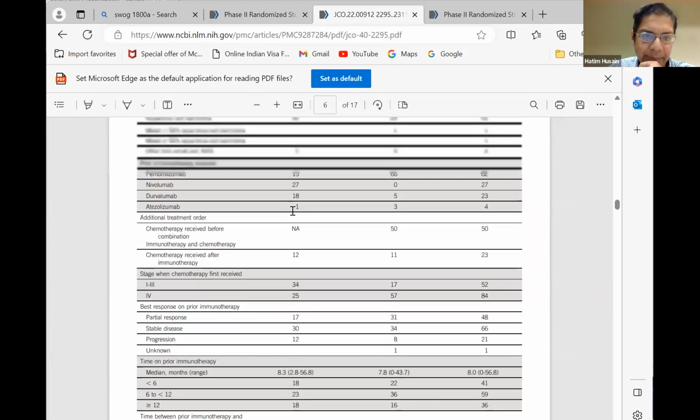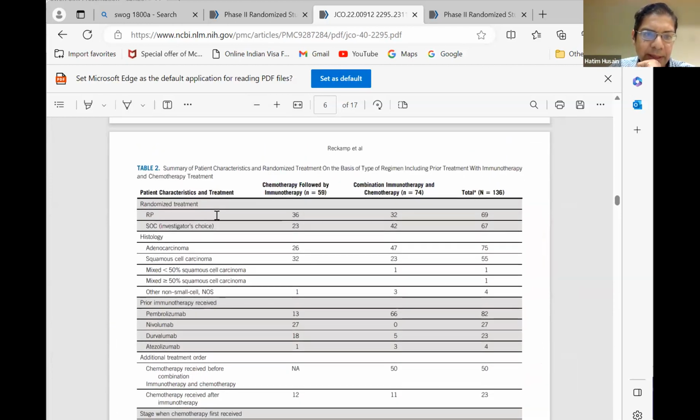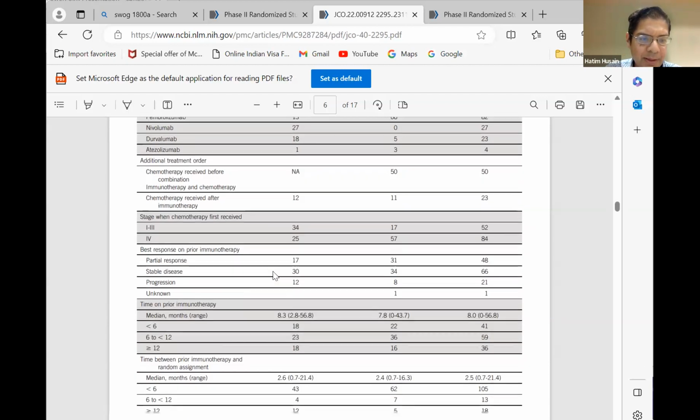if we look at the patients who were included, patients had adenocarcinoma as well as squamous, so both were included. And also, the previous immune therapies were diverse. Some people got pembrolizumab, some people got nivolumab, certain people got durvalumab, as well as atezolizumab. The durvalumab patients were most likely those that were stage 3 that then went on to become stage 4.